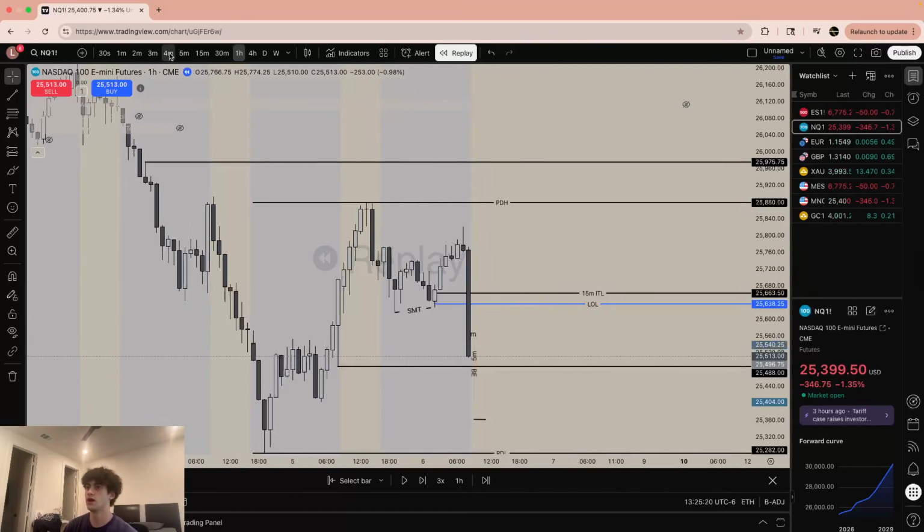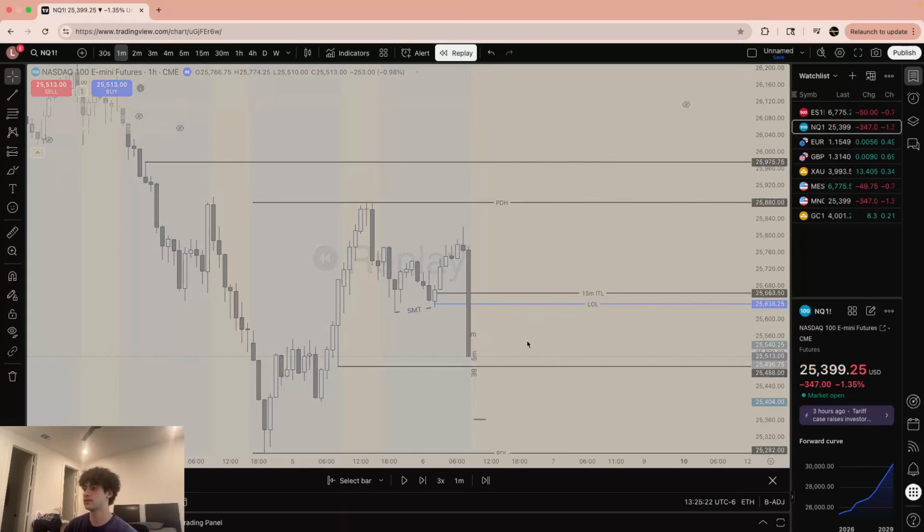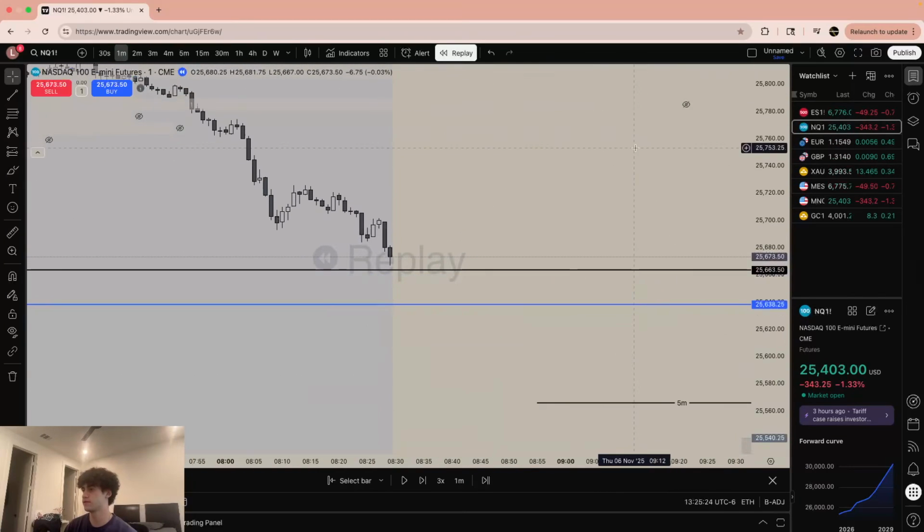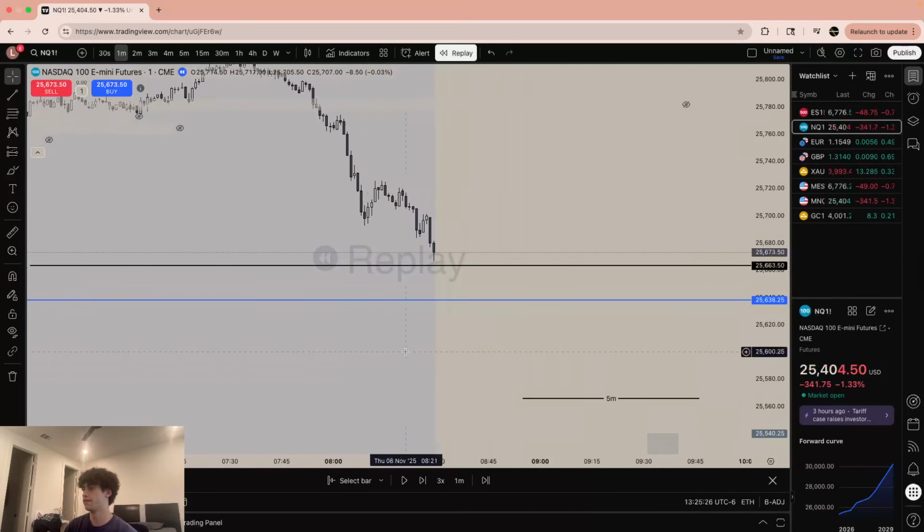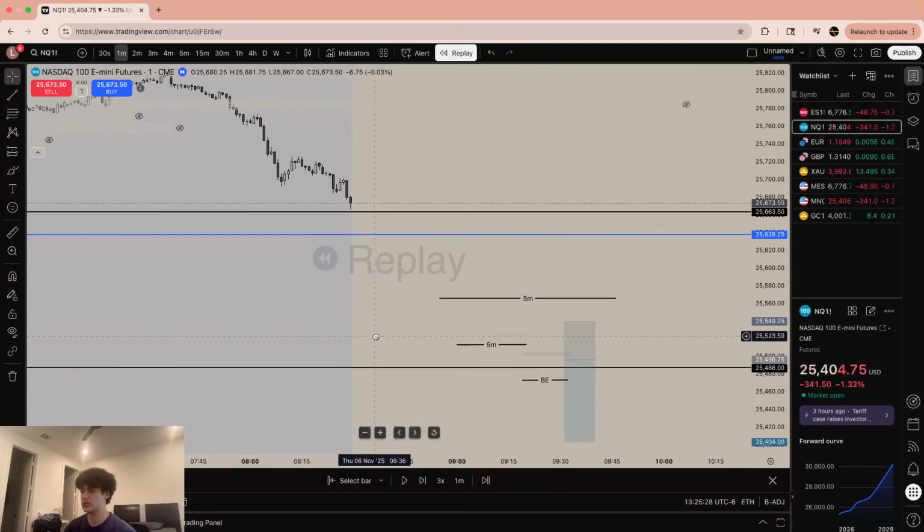So basically, since I was bullish, I was looking for a sweep of London lows, and just further, like, an open low high close. So as the market opened, we started dumping.